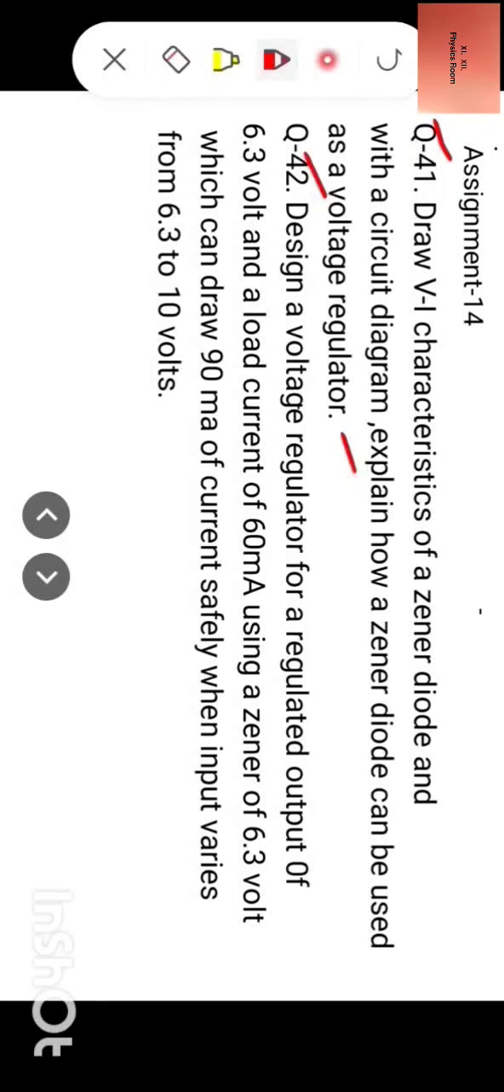Question number 42. Design a voltage regulator for a regulated output of 6.3 volt and a load current of 60 milliampere using a zener of 6.3 volt, which can draw 90 milliampere of current safely when input varies from 6.3 to 10 volts.